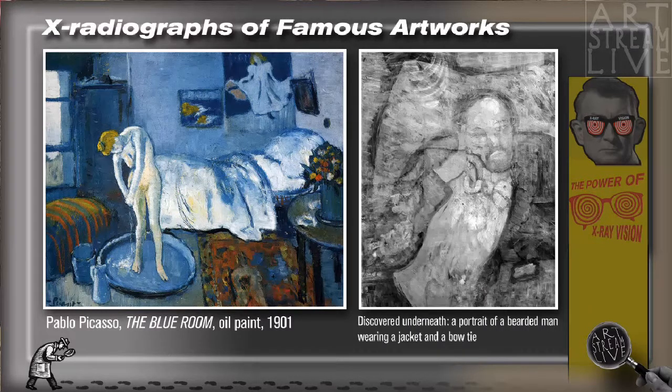Okay, Pablo Picasso. Artists, when they start out, before they're famous, they're poor. He was poor, and so he painted over other paintings. They examined this piece, The Blue Room, and found out when he rotated it sideways, he had a portrait of a bearded man wearing a jacket and a bow tie underneath it. You can see our little buddy over there. It's the power of X-ray vision. So that's what they can do with these techniques.